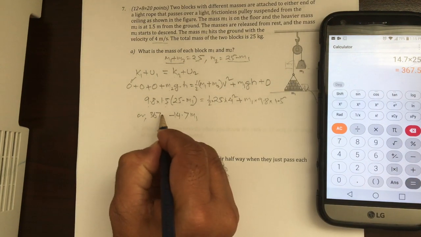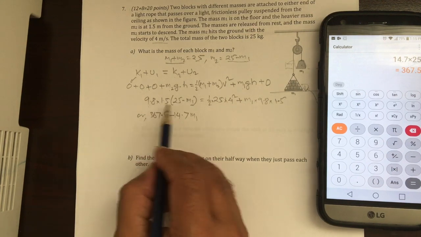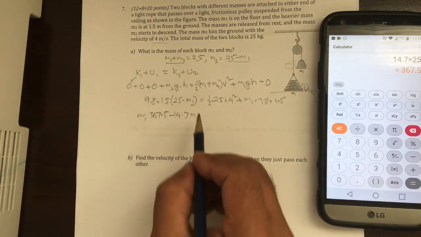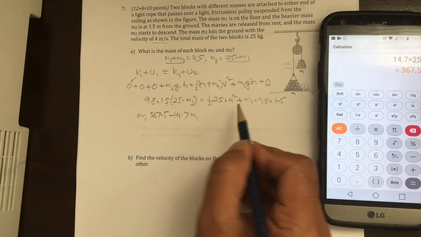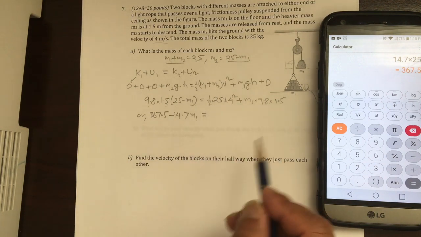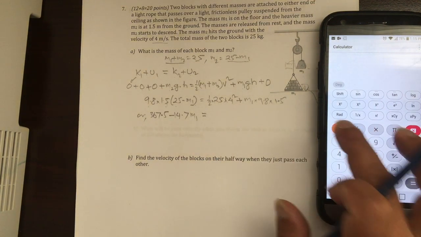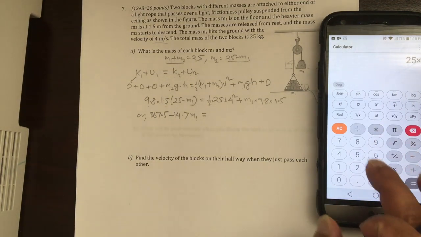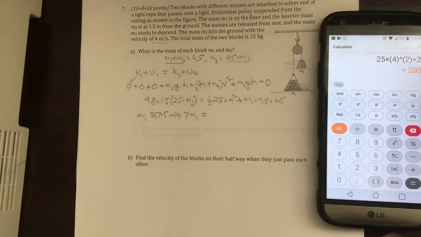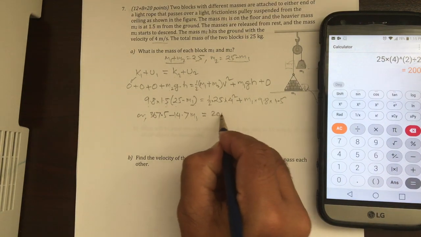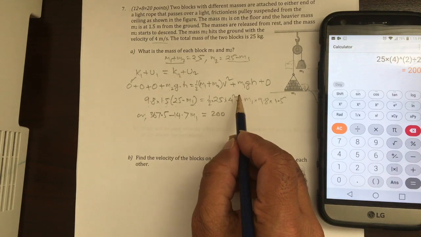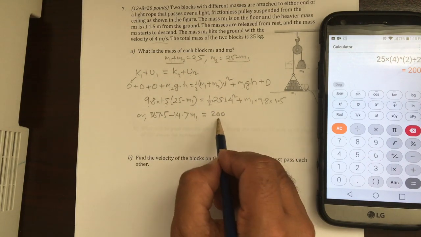So 367.5 minus, I hope you got it right, this times 25 will give you this, and this times m1 will give me this. Okay, let me simplify and then we'll bring it later. So 25 times 4 squared divided by 2 is 200. Of course, because 4 and then another 4 will be 2, 4 times 2 is 8, and 25 times 8 will give you 200.